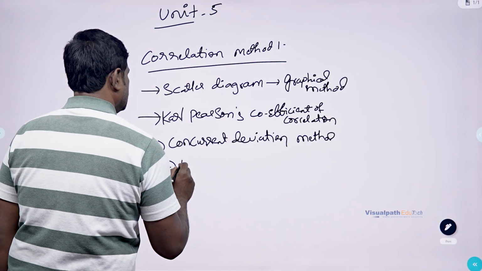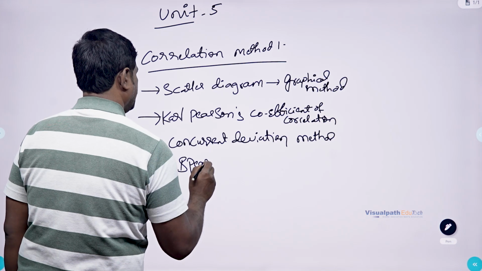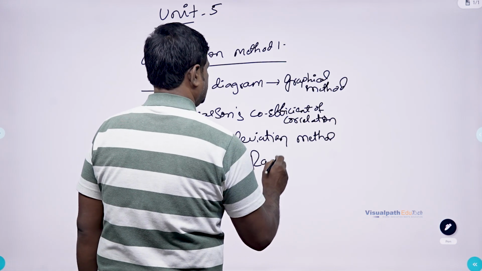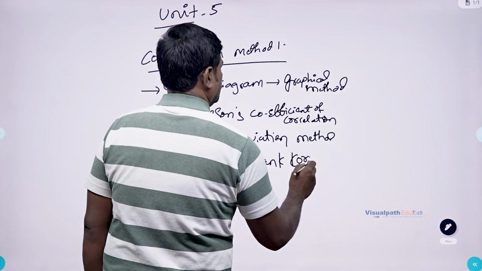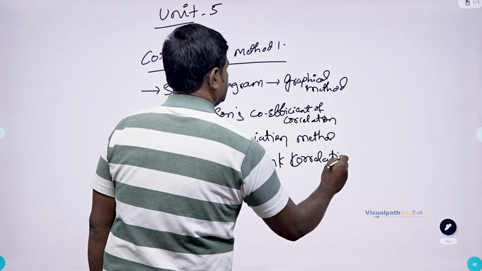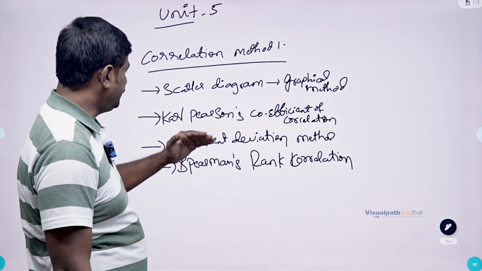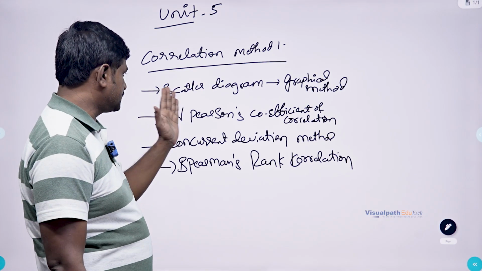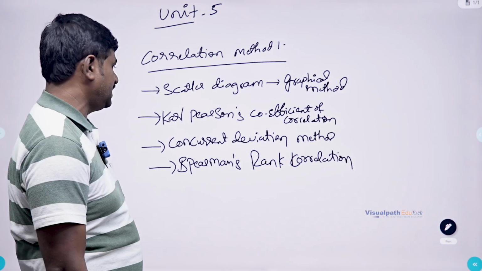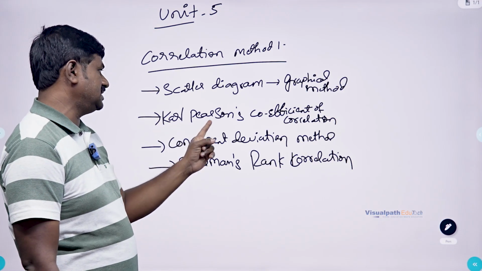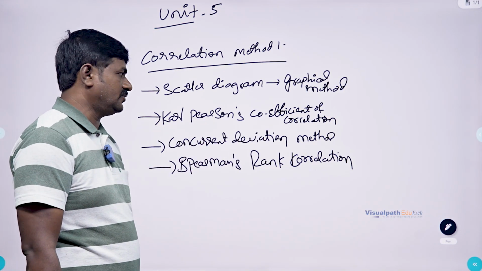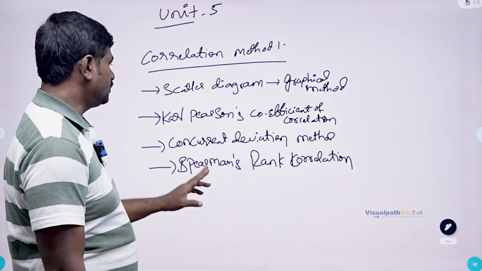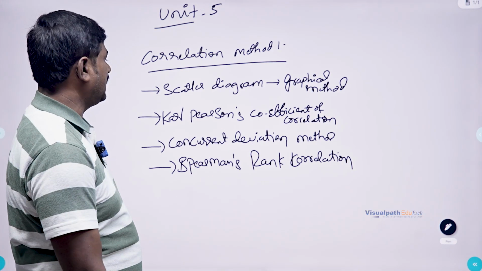Next one is Spearman's rank correlation method. Here we have different methods to identify the correlation. Here, the scatter diagram is the graphical presentation of the correlation, and the second one is Karl Pearson's coefficient of correlation, and the third one is the concurrent deviation method, and the fourth one is Spearman's rank correlation.